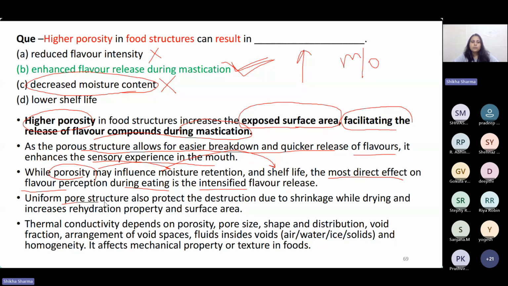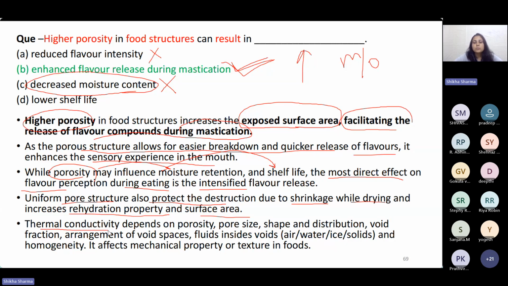If there is a uniform pore structure, it basically protects against distortion during the shrinkage when we are drying the food product. Also, it enhances the rehydration property. It increases the surface area also.